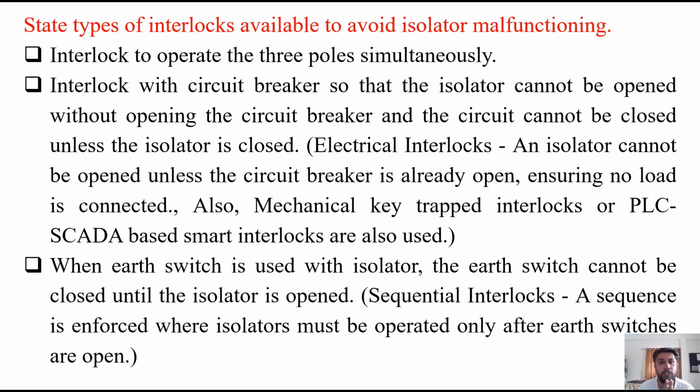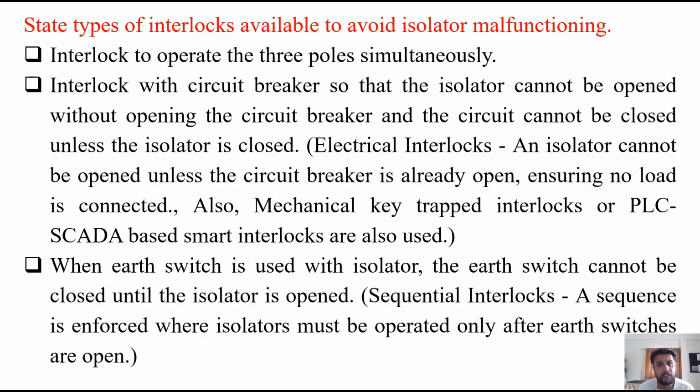Types of interlocks available to avoid isolator malfunction. So there are three types of interlocks available to avoid isolator malfunctioning. Interlock to operate the three poles simultaneously. This interlock ensures that all the three phases are opened or closed at the same instant, that is, R, Y and B phase isolators are operated at the same instant.